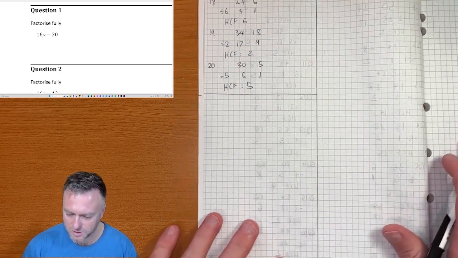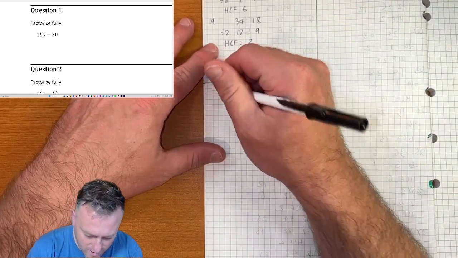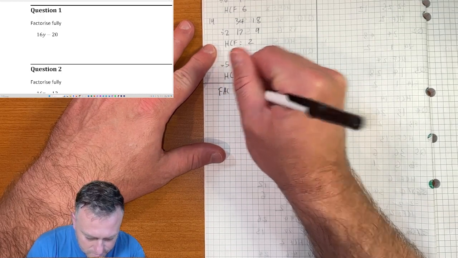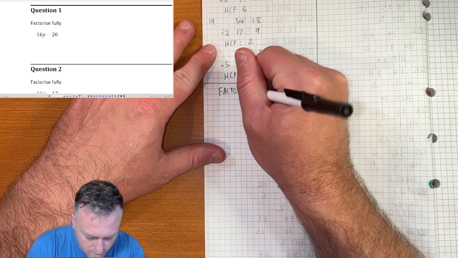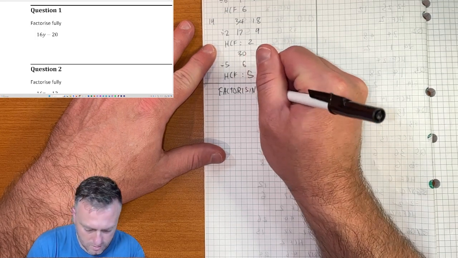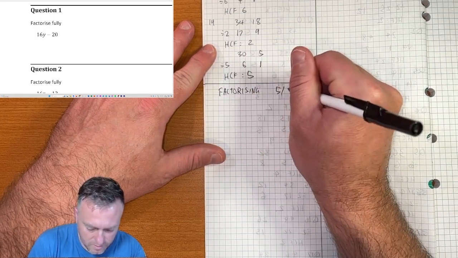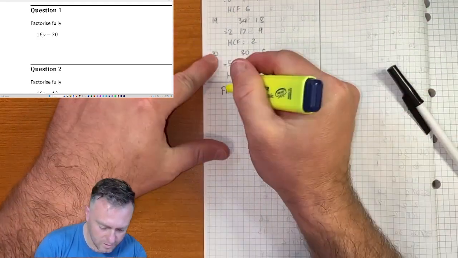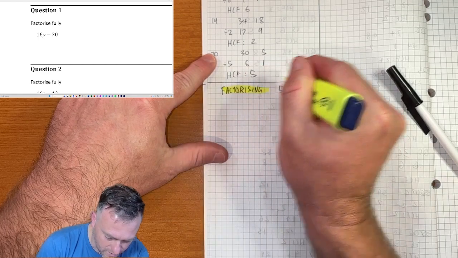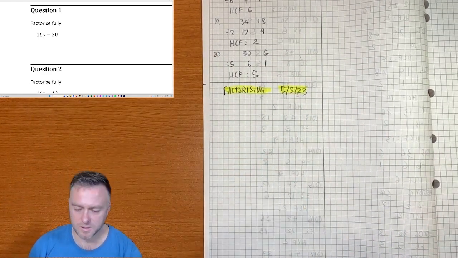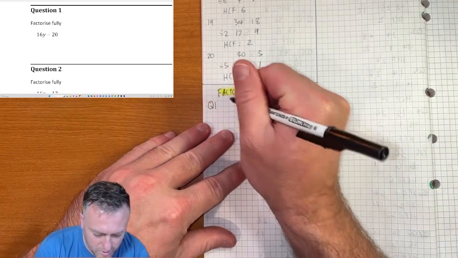So here's the homework sheet, the book that we've been using, and this one's title is Factorising. And we're doing this on the 5th of the 5th, 23. Highlight it so it's very clear for our teacher when we're coming through and marking it, and makes our life 10 times easier. Right, here we go. So question 1.